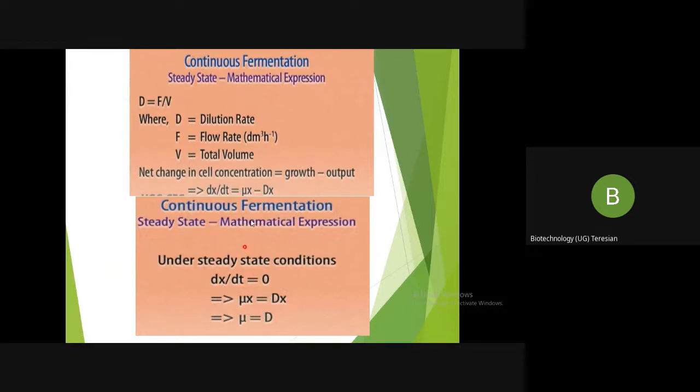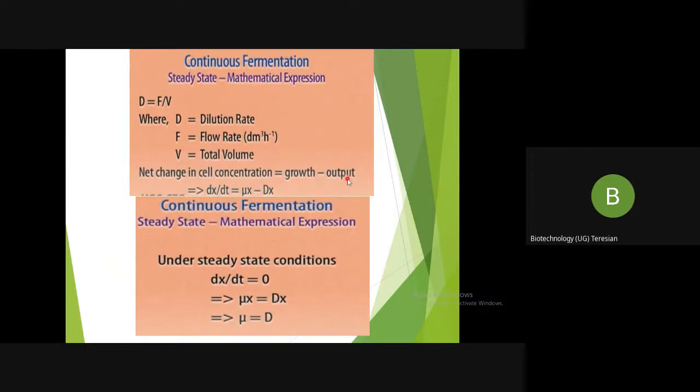So what do you mean by mu? Mu, you have already read it in the batch culture itself. It is the growth rate of the microorganism. And you also read about another term, mu max, which is the maximum growth of the microorganism at a given substrate. So that is not required now. We just have to remember X. X means it is the growth rate of a considered microorganism.